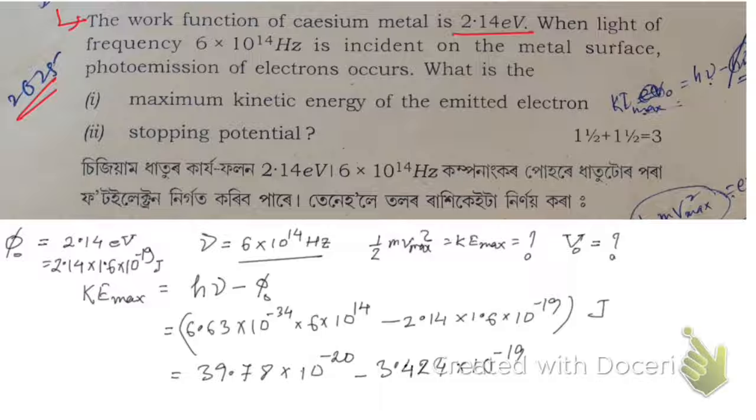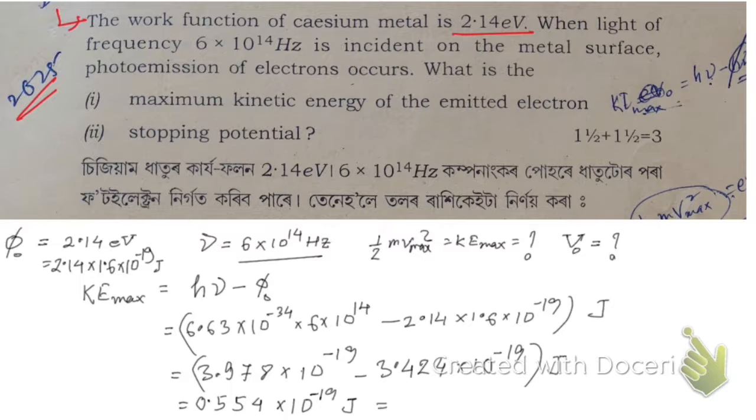Okay, so let me do one thing. Let me write this decimal here. Just give me a second. 3.9 into 10 to the power minus 19 joule. Now let me subtract. Then what we're gonna have is 0.554 into 10 to the power minus 19 joule.